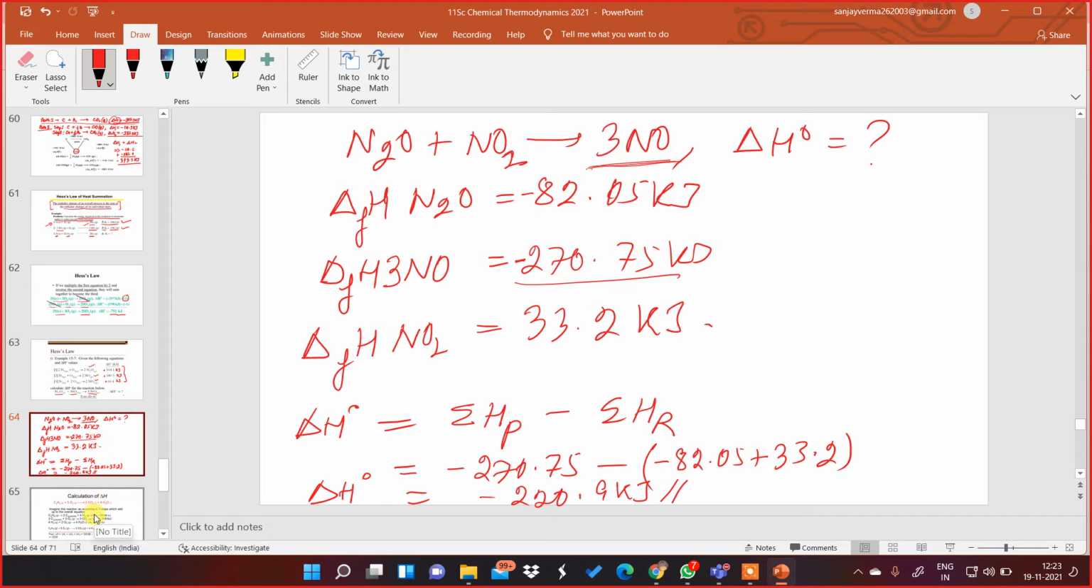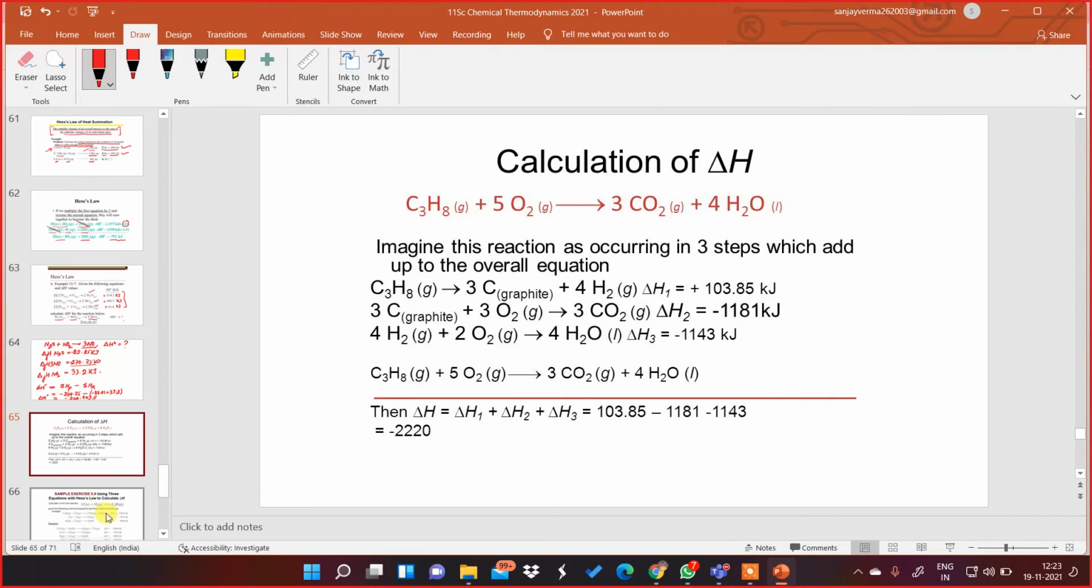Now let's have a look at one more problem. Calculation of delta H enthalpy. Look at this equation. This looks like propane. Combustion of propane. Complete combustion.